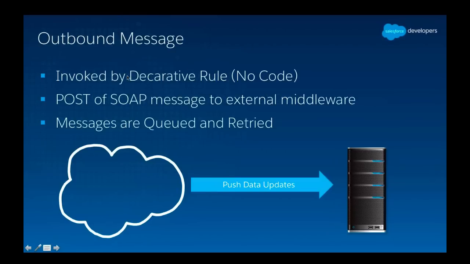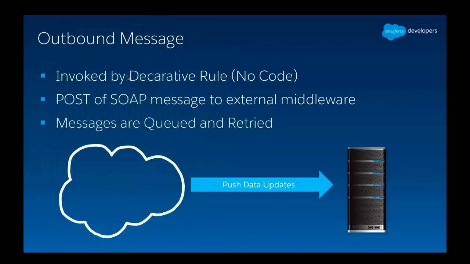So next thing is outbound messages. So this is actually another way of pushing out data changes to external systems. It's invoked by a declarative rule, and there's actually no code on the Salesforce side to make this happen. It's almost like a webhook in its implementation. The only problem is that it uses a SOAP message instead of a traditional webhook type of interface.